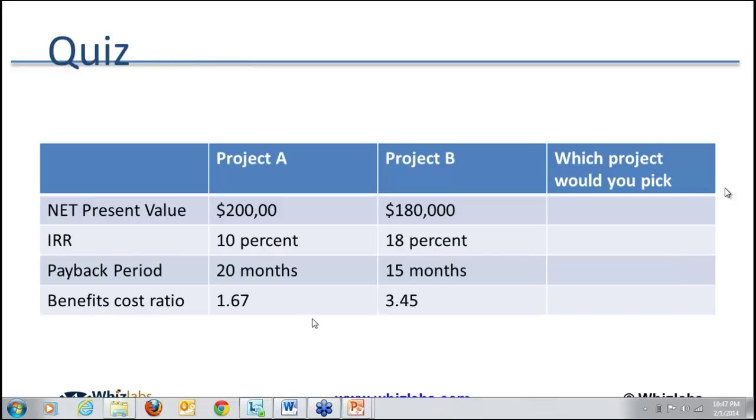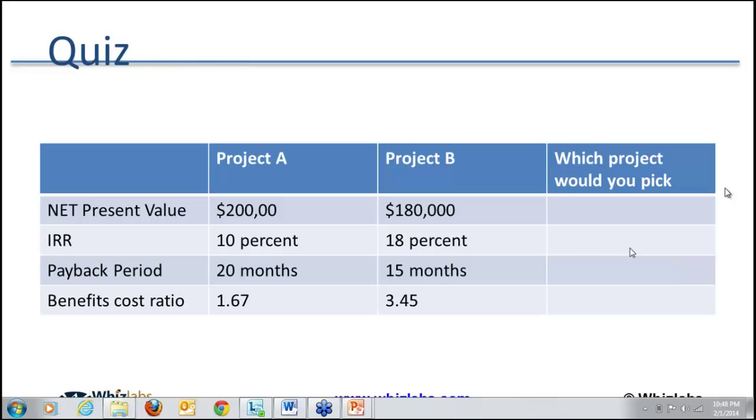Benefit cost ratio. So which project will you select? A benefit cost ratio of 1.67 or 3.45? Ramaya, would you like to answer this? Ramaya, could you hear me out? Hello? Yeah, Ramaya, can you hear me out? Yeah, I can hear you. So can you please tell me which project will you select? A benefit cost ratio of 1.67 or a benefit cost ratio of 3.45?